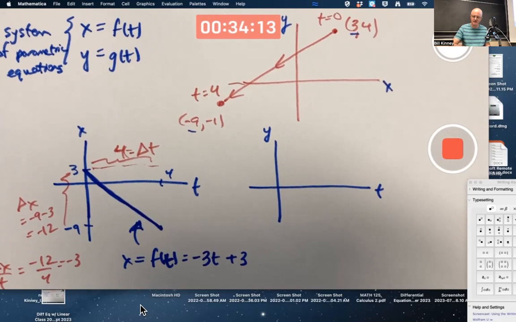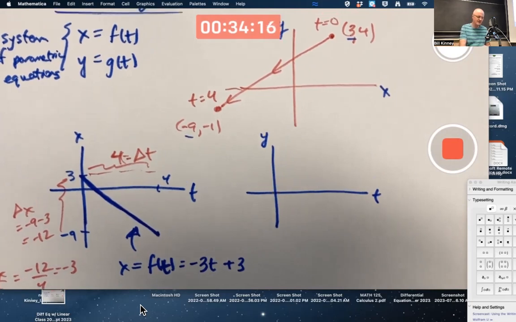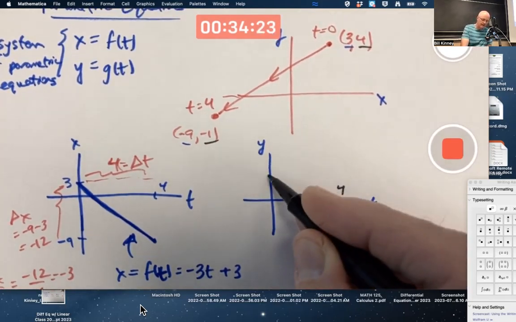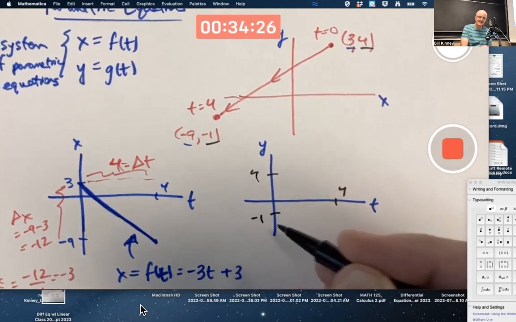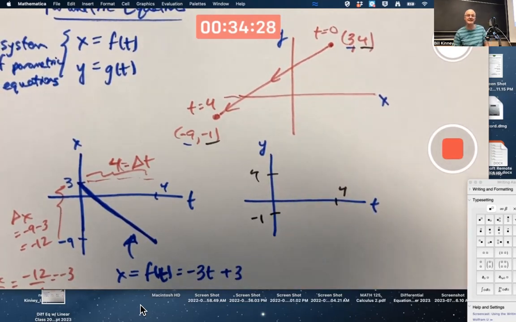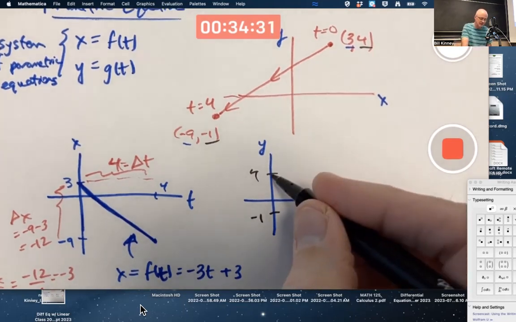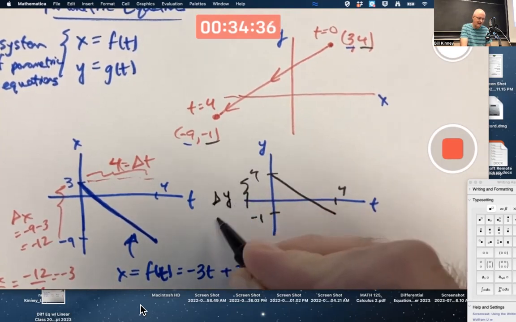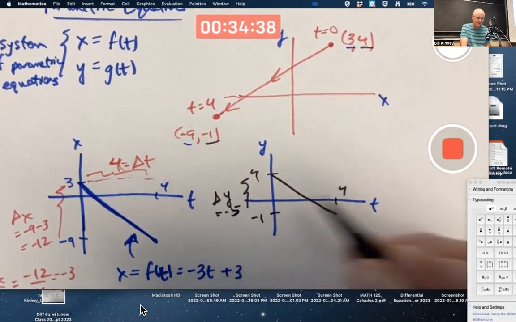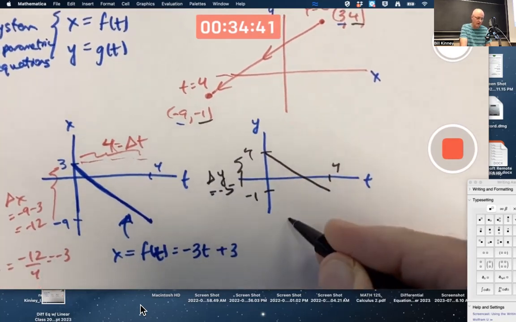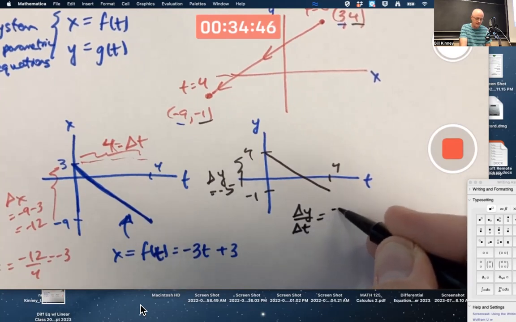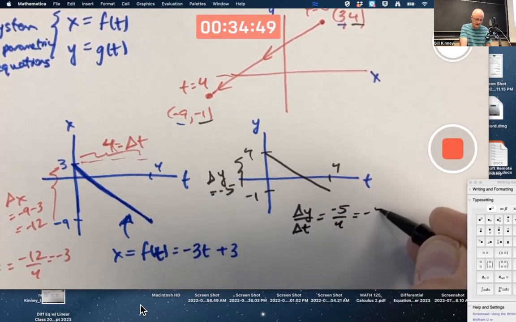Y, on the other hand, starts at 4 and goes down to negative 1 as t goes from 0 to 4. And once again, since the speed of the bug is constant, this should also be a straight line. Delta y is negative 5. Delta t is still 4. The velocity in the y direction is negative 5 over 4, which is negative 5 fourths.